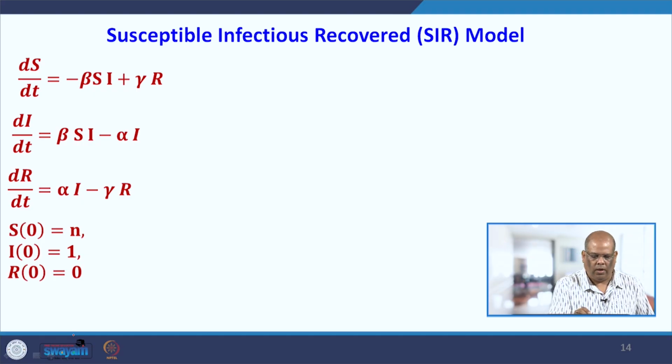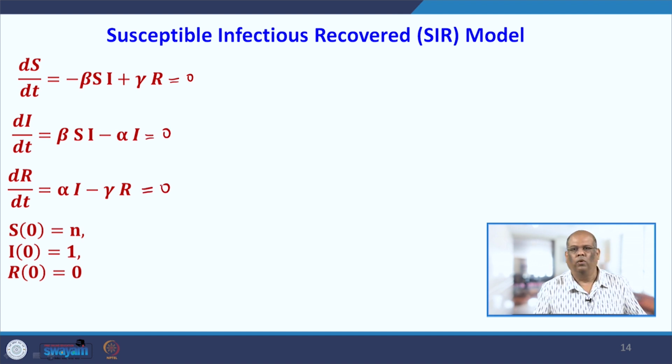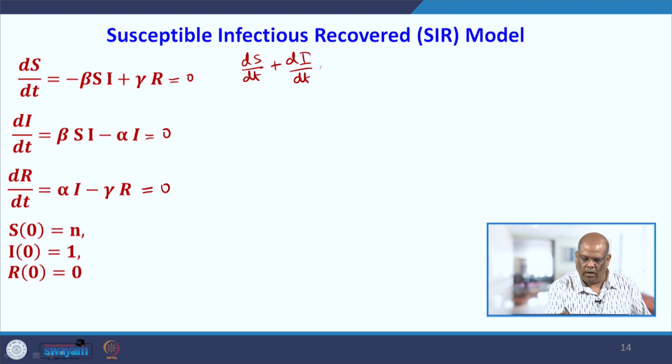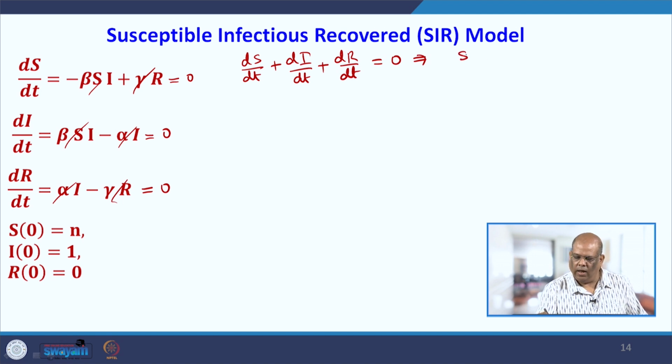We now look into the equilibrium solution of this SIR model, and as we know, we put dS/dt equal to 0, dI/dt equal to 0 and dR/dt equal to 0 to find the equilibrium solution. But before that, if I add dS/dt plus dI/dt plus dR/dt, I will see that this and this cancels, this and this cancels, and this and this cancels. So basically this becomes equal to 0, and if I integrate that, I will get S plus I plus R equal to some constant.